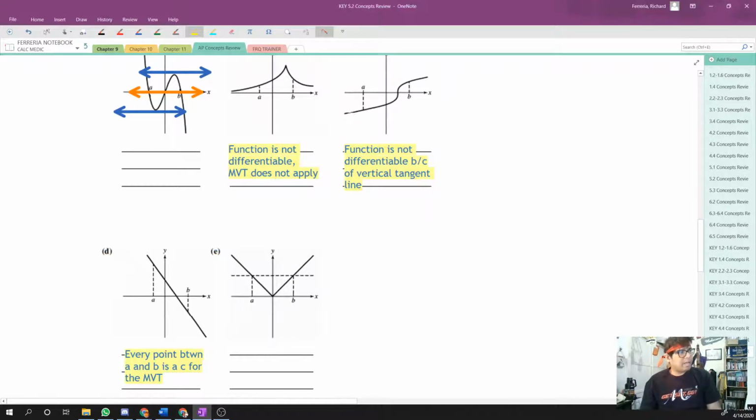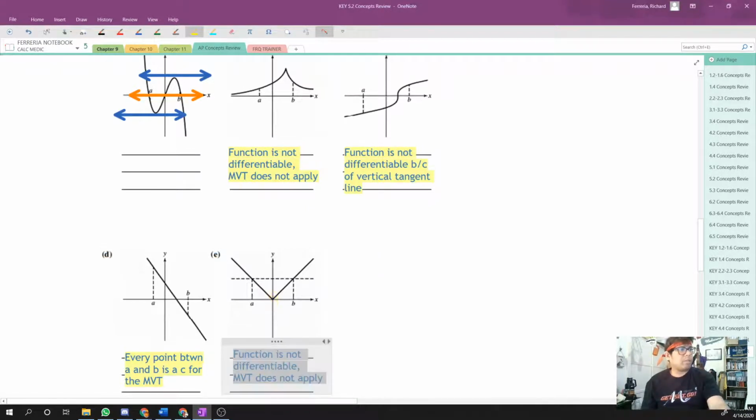Letter E, again, continuous. Not differentiable right over here. So that tells me that the mean value theorem shouldn't apply as well. So those are all of our cases for question 2, I believe.